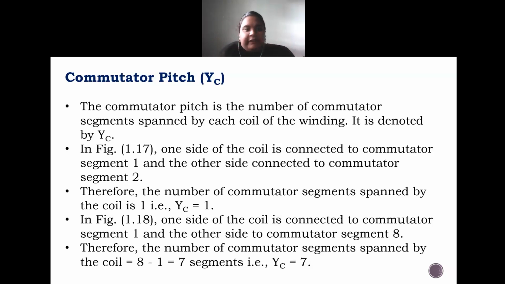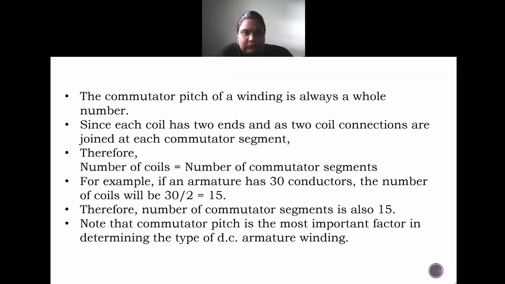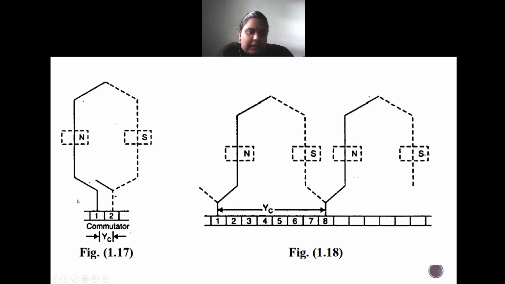Let us see figure 1.17. One coil side of the coil is connected to commutator segment 1, and the other side is connected to commutator segment 2. Here you can see commutator segment 1 is connected to one side, and commutator segment 2 is connected on the other side.